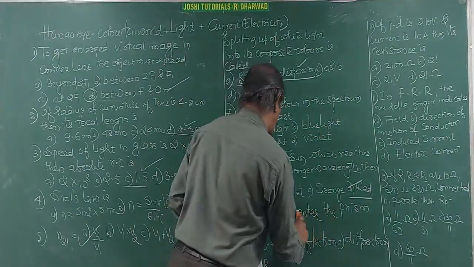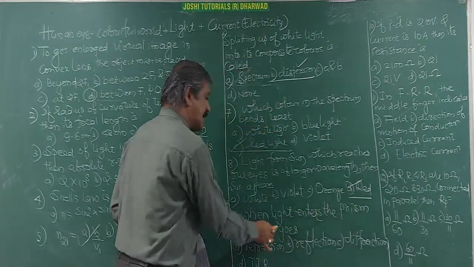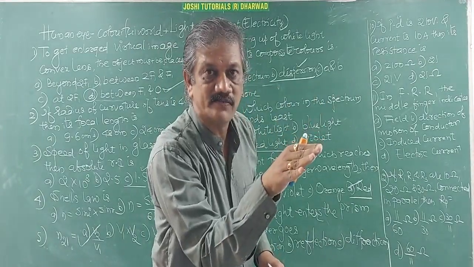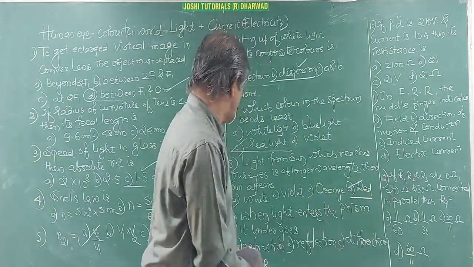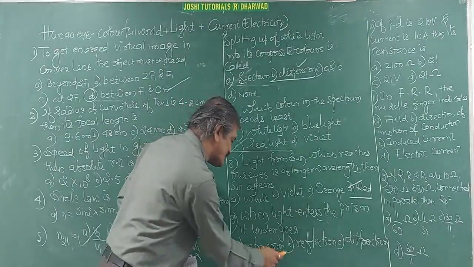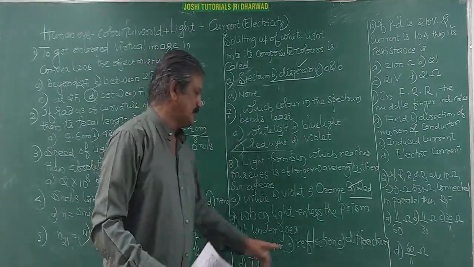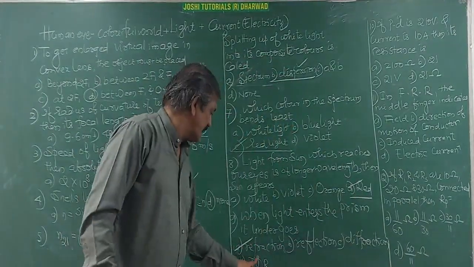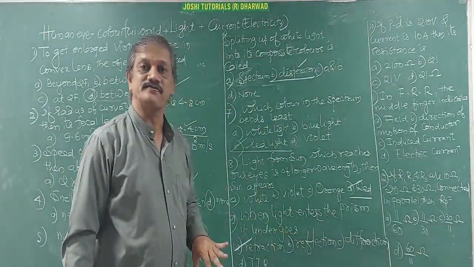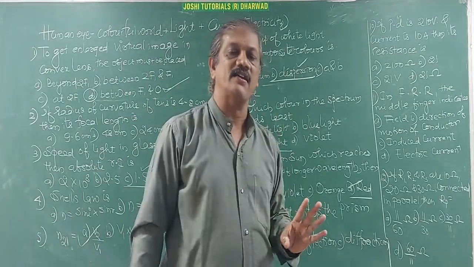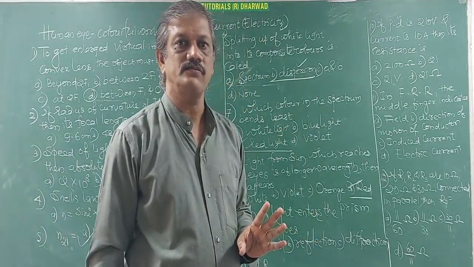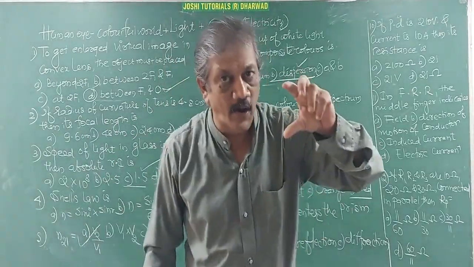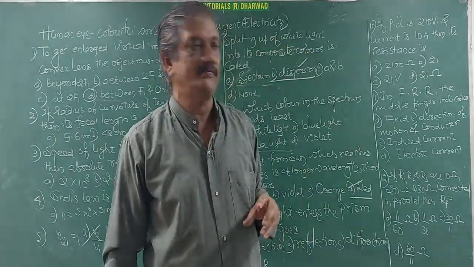When light enters the prism, it bends, it changes its path from one medium to another medium. So we have to use the word refraction. See, the questions are confusing: reflection, diffraction, TIR, total internal reflection. Reflection word will not come there. So refraction. That's why I am telling you to focus on the specific word.